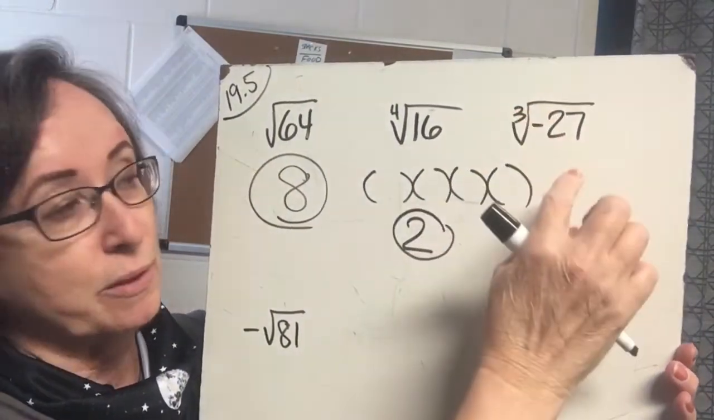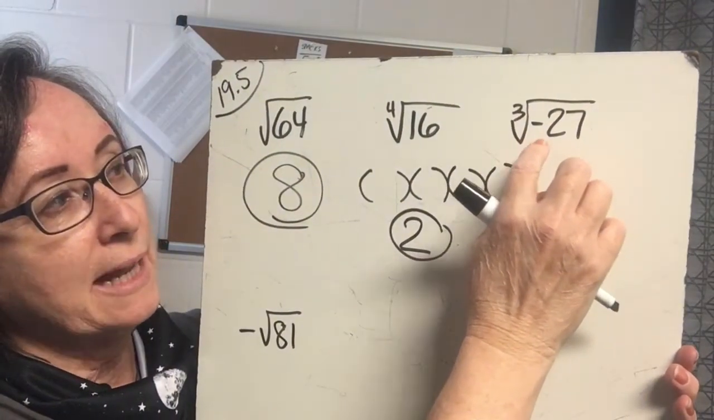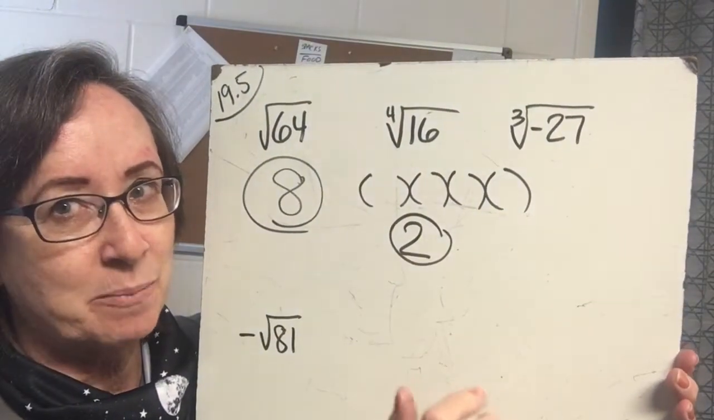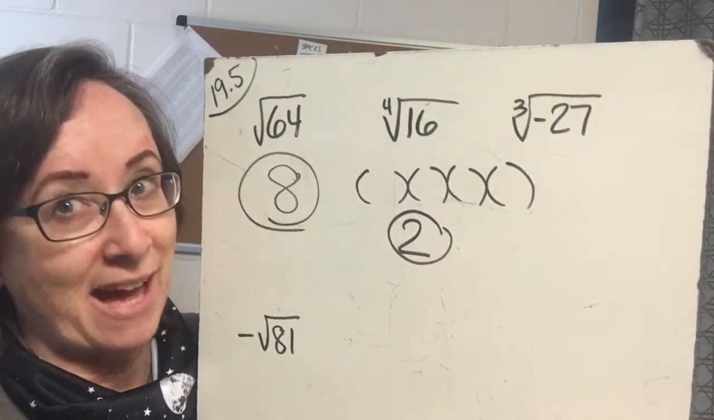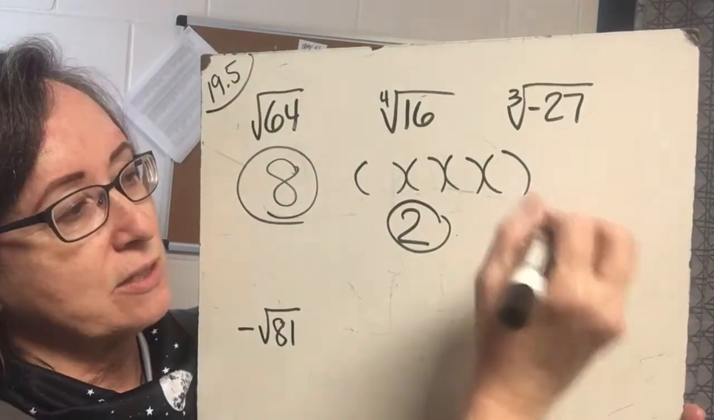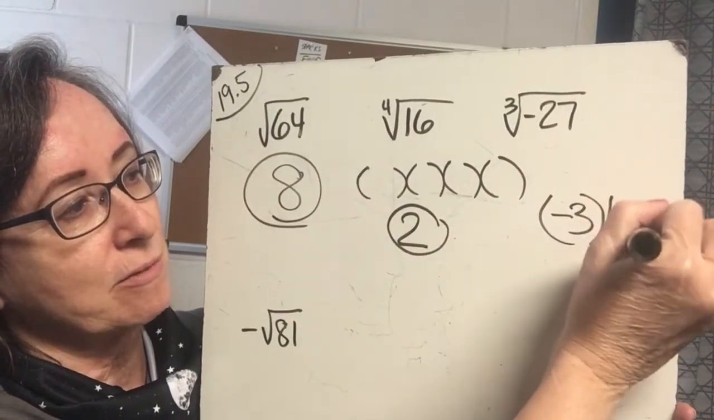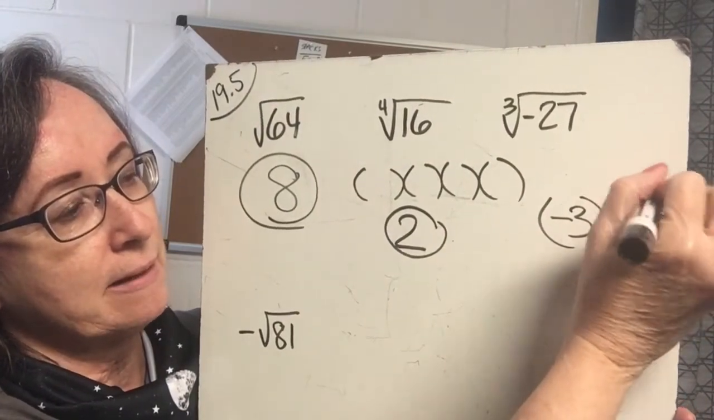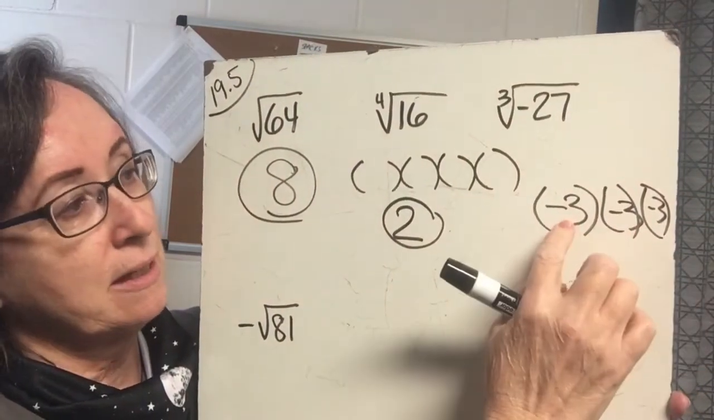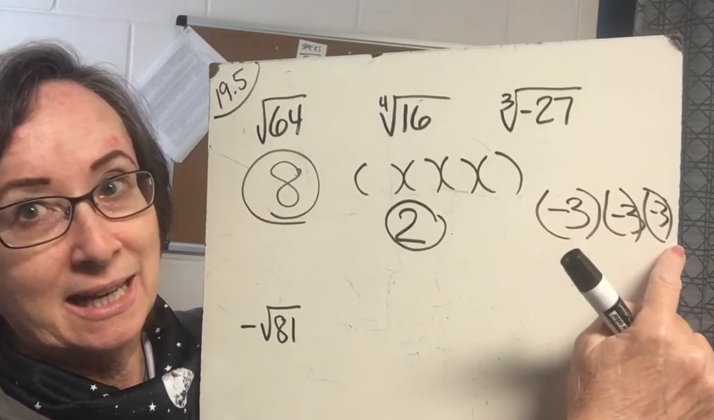The 3rd root, or the cubed root, of negative 27 is going to have to be a negative number, because I need a negative factor to get to a negative 27. So let's try negative 3. Negative 3 times negative 3 times negative 3. Okay, 3 times 3 times 3 is 27. And the negative times the negative gives us a positive and then a negative.